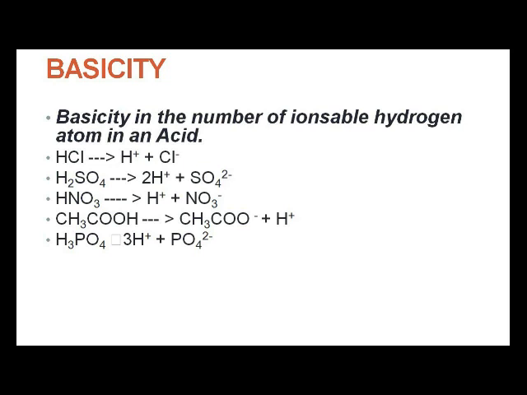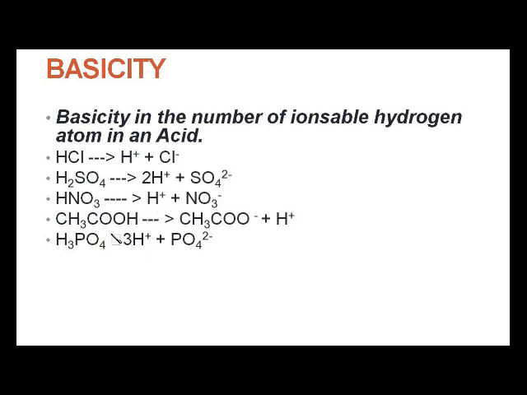Now, what is basicity? Basicity is the number of ionizable hydrogen atoms in an acid. The basicity of hydrochloric acid is 1 after ionization. The basicity of hydrogen tetraoxosulfate 6 here is 2 because the ionizable hydrogen atoms here are 2, and this is dibasic. The basicity of nitric acid is 1 because the ionizable hydrogen atom is 1.